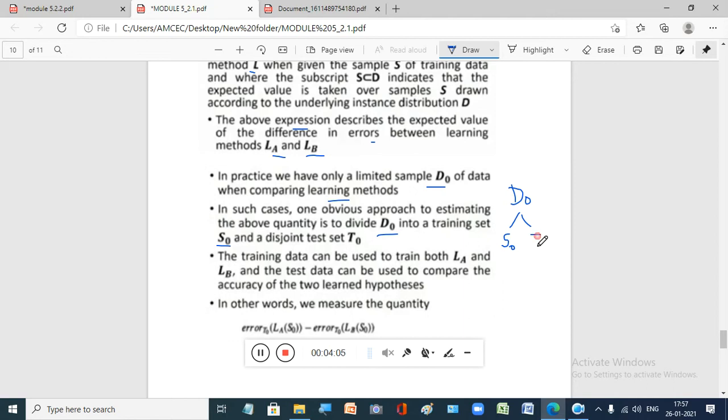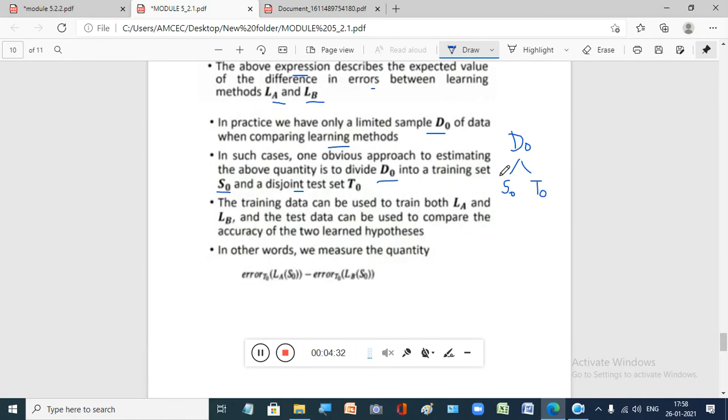Disjoint means that if some records are in our training set, then the same record should not be in the testing set; the same data point should not be in both. That is what we call a disjoint test set. As in previous classes, in machine learning, whenever a data set is there, we have two subsets: one is the training set, the other is the testing set. The training set we denote as S0, the testing set we call T0.